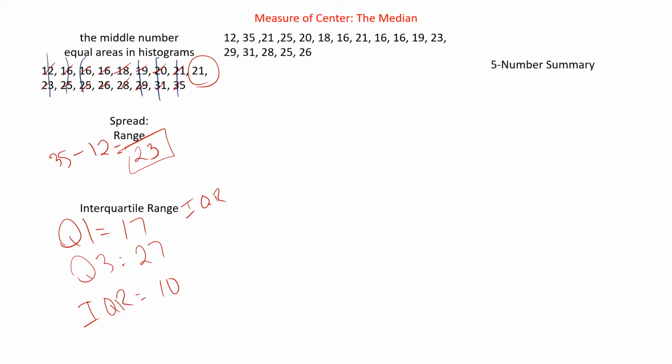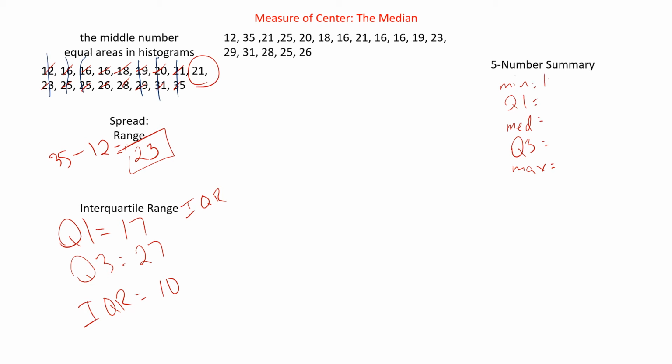We have a 5-number summary that we're going to use. And a 5-number summary, we've actually already found all the pieces we need for this. A 5-number summary is going to include the minimum number. It's going to include quartile 1. It's going to include the median. It's going to include quartile 3. And it's going to include the maximum number.